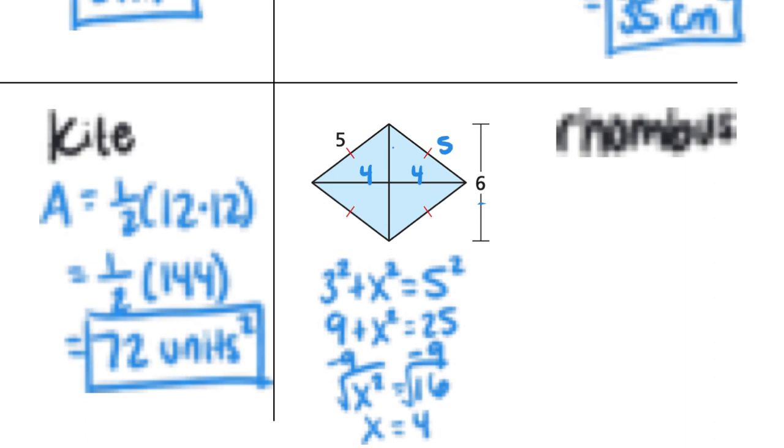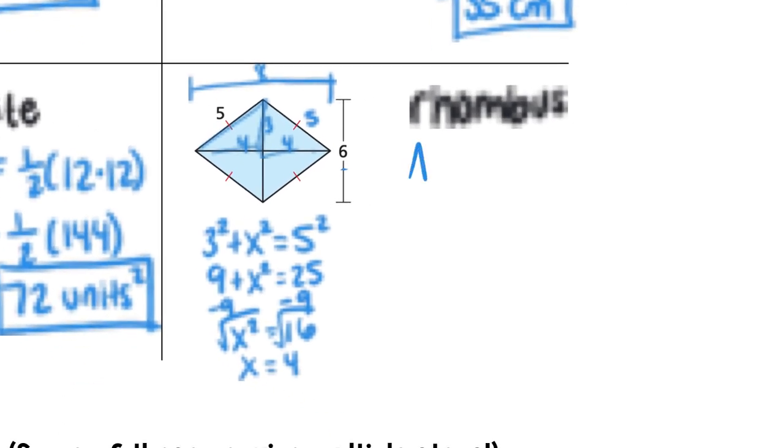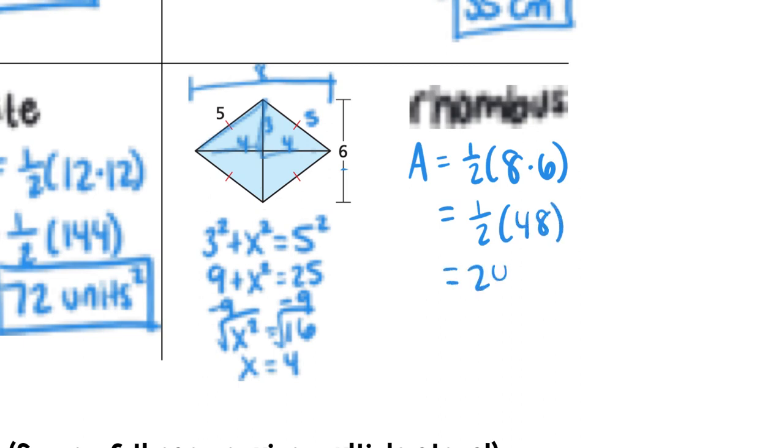So we know that this is 3. So in both of those triangles, that dimension would be 4. Therefore, this whole diagonal is 8. So when you do your formula for the area, its area equals 1/2 d1 times d2. So it would be 1/2 times 48, which is 24 square units.